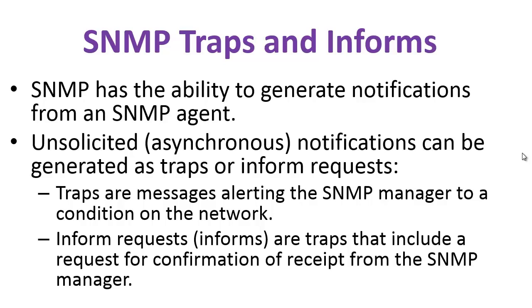Traps are often preferred because informs consume more resources in the router or on the switch in the network. Unlike a trap, which is discarded as soon as it is sent, an inform request must be held in memory until a response is received or the request times out. Also, traps are sent only once, while an inform may be retried several times. The retries do increase traffic and contribute to higher overhead on the network.